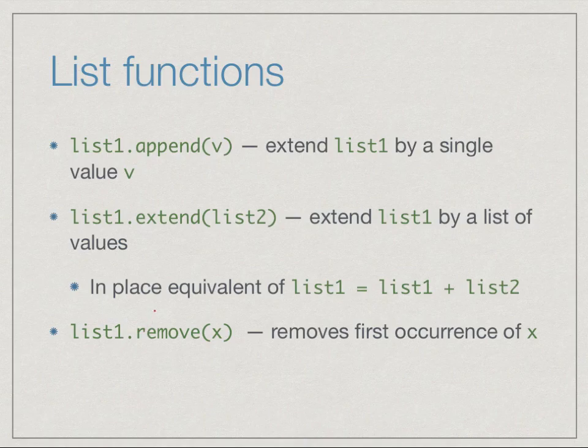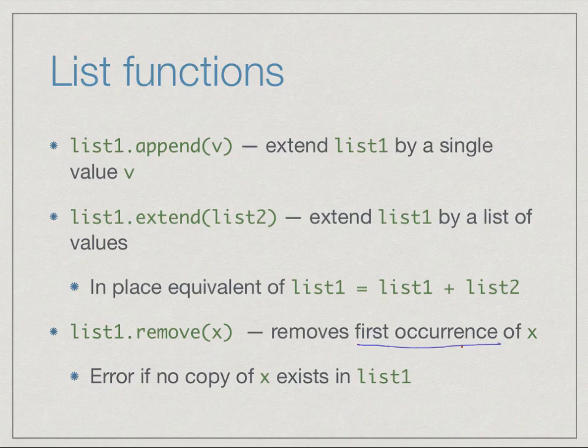Now you may ask, what happens if there is no occurrence of x in the list? Well, in fact, this will give us an error. So you have to be careful to use remove only if you know that there is at least one copy of x. And remember, it only removes the very first occurrence. It doesn't remove all the occurrences. So if there are 10 occurrences of x in list1, only the very first one will be removed.